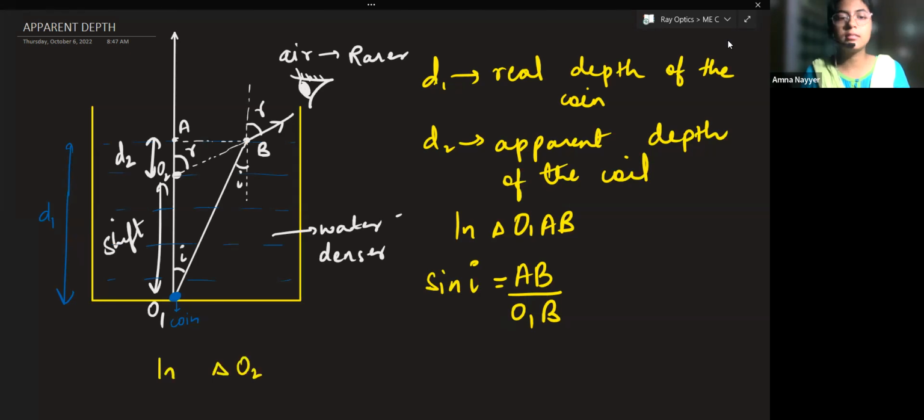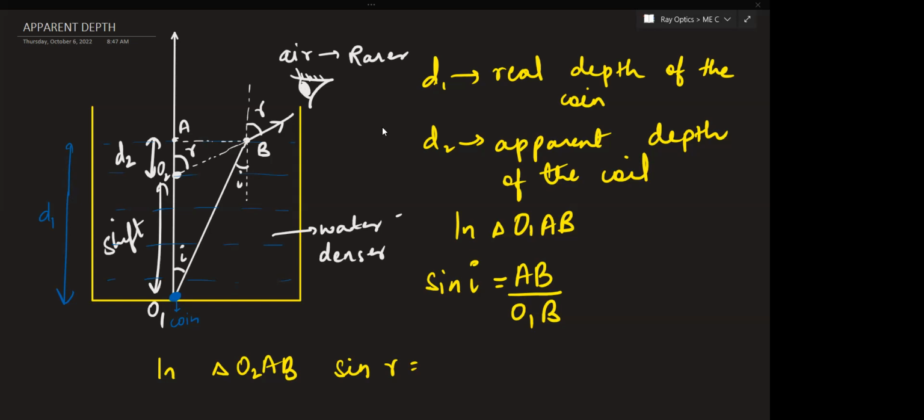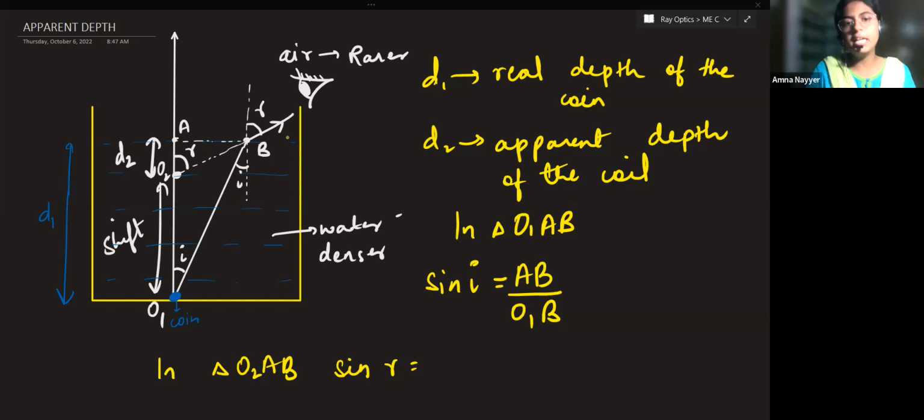Yes, class. O2AB, value of sin r. Simply see this triangle. Should I call out names? Simple trigonometry. AB by O2B. AB divided by O2B. Yes, Fatima. So only Fatima remembers the trigonometry. This is AB divided by O2B. All right. Now we have these two equations.